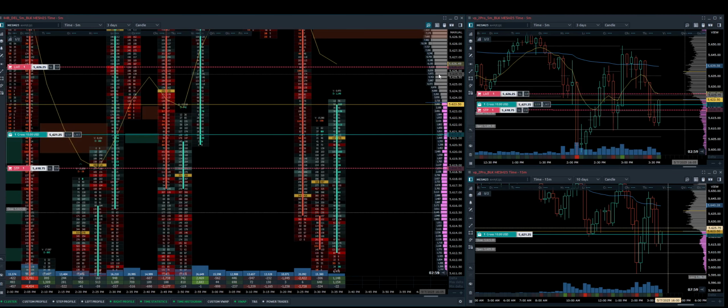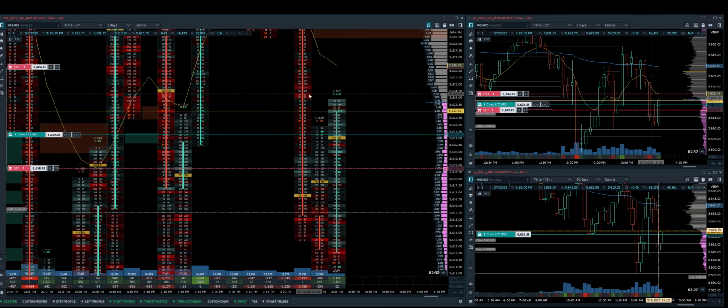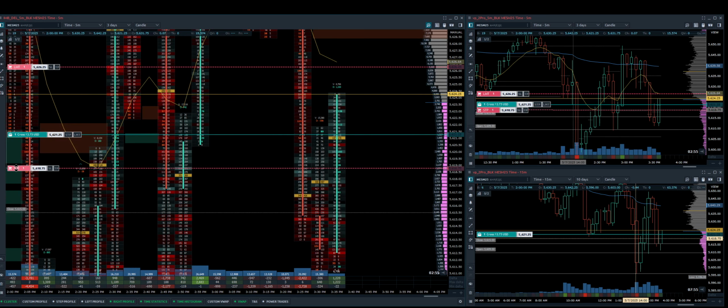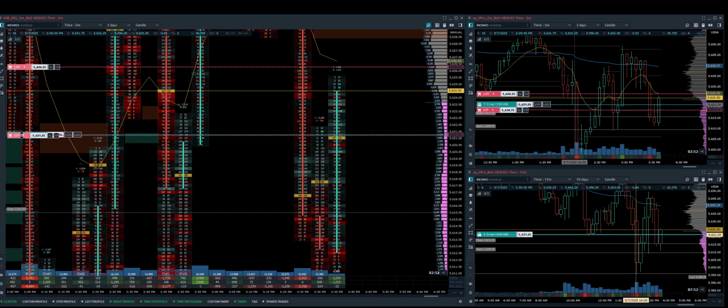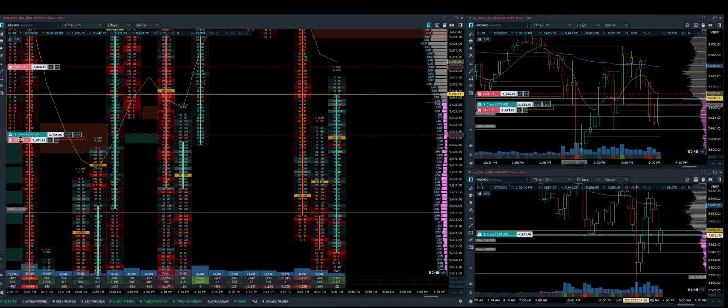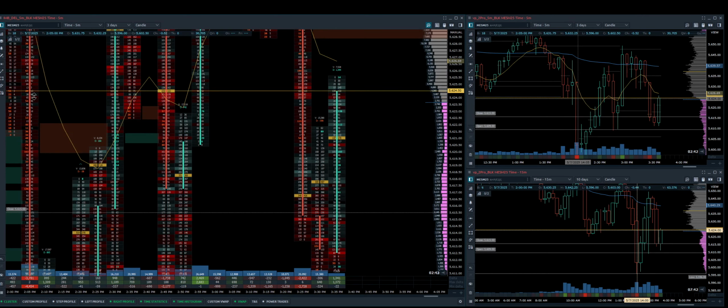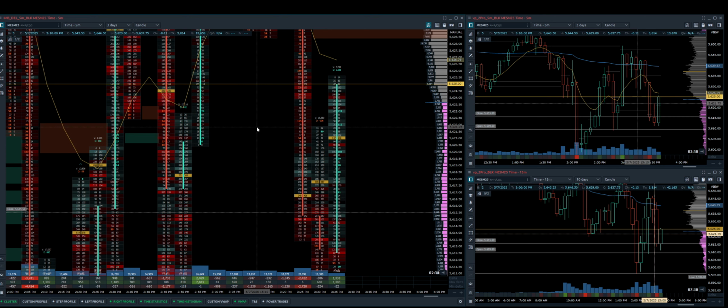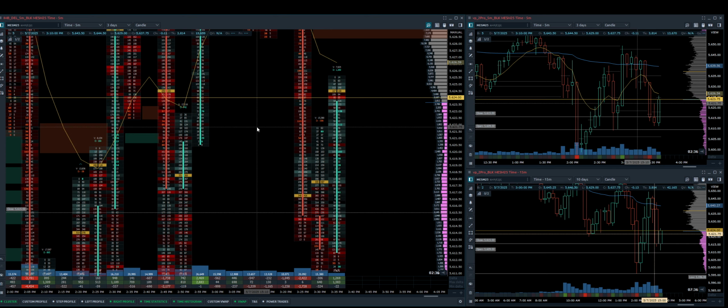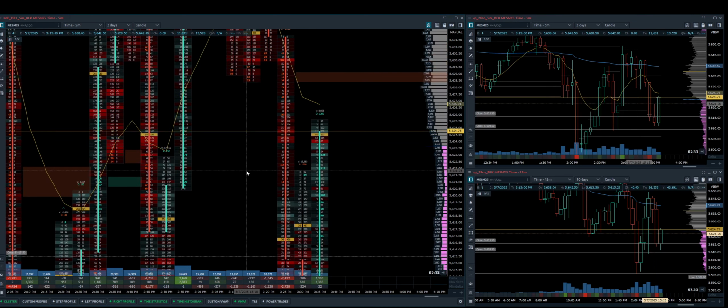Here's a step in the profile. We have a lot of selling. We have primarily a lot of sellers here. So I am going to move up my stop. Resistance here. Okay. So that was about 4 points.